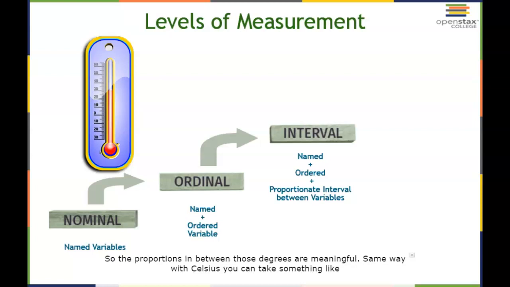Same way with Celsius, you can take something like 30 degrees Celsius minus 10 degrees Celsius is 20 degrees Celsius. The differences, the proportions between the individual values remain constant. In both of these scales, Fahrenheit and Celsius, the 0 is fairly meaningless. It's just a transition from positive temperatures to negative temperatures. The 0 doesn't mean absence of heat or no heat. It's just the transition between positive and negative numbers.